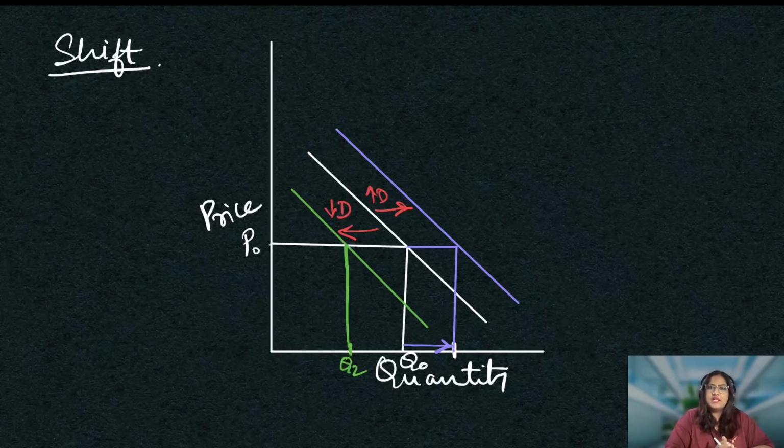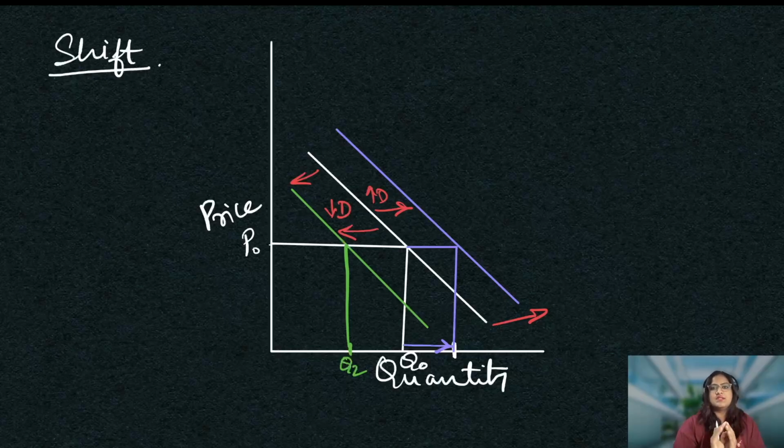So when the quantity demanded will increase, your demand curve will shift in the right direction. And when there is a decrease in the quantity demanded, your demand curve will shift towards the left. So this shifting of the position of the whole demand curve is called shift. So you have rightward shift or leftward shift. Rightward shift happens when the quantity demanded increases. Leftward shift happens when the quantity demanded decreases.